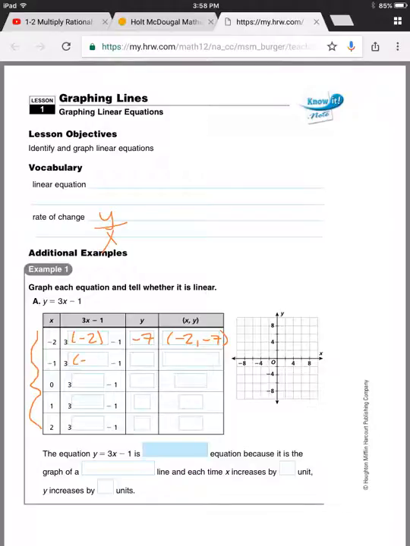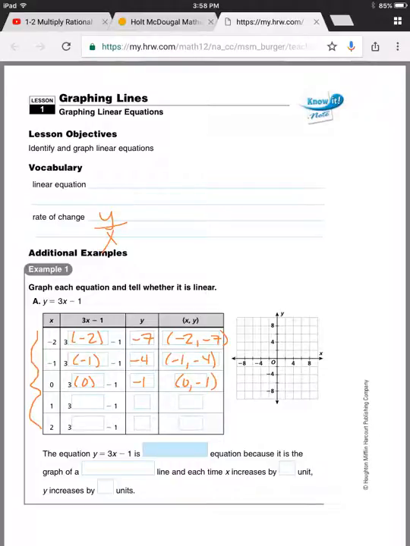Now, they're saying evaluate if x was -1. So I'm going to multiply by -1. 3 times -1 is -3, minus 1 is -4. So when my x is -1, my y is -4. Now I'm going to evaluate as if x was 0. Multiply by 0. 3 times 0, 0, minus 1 is -1. So when my x is 0, my y is -1.